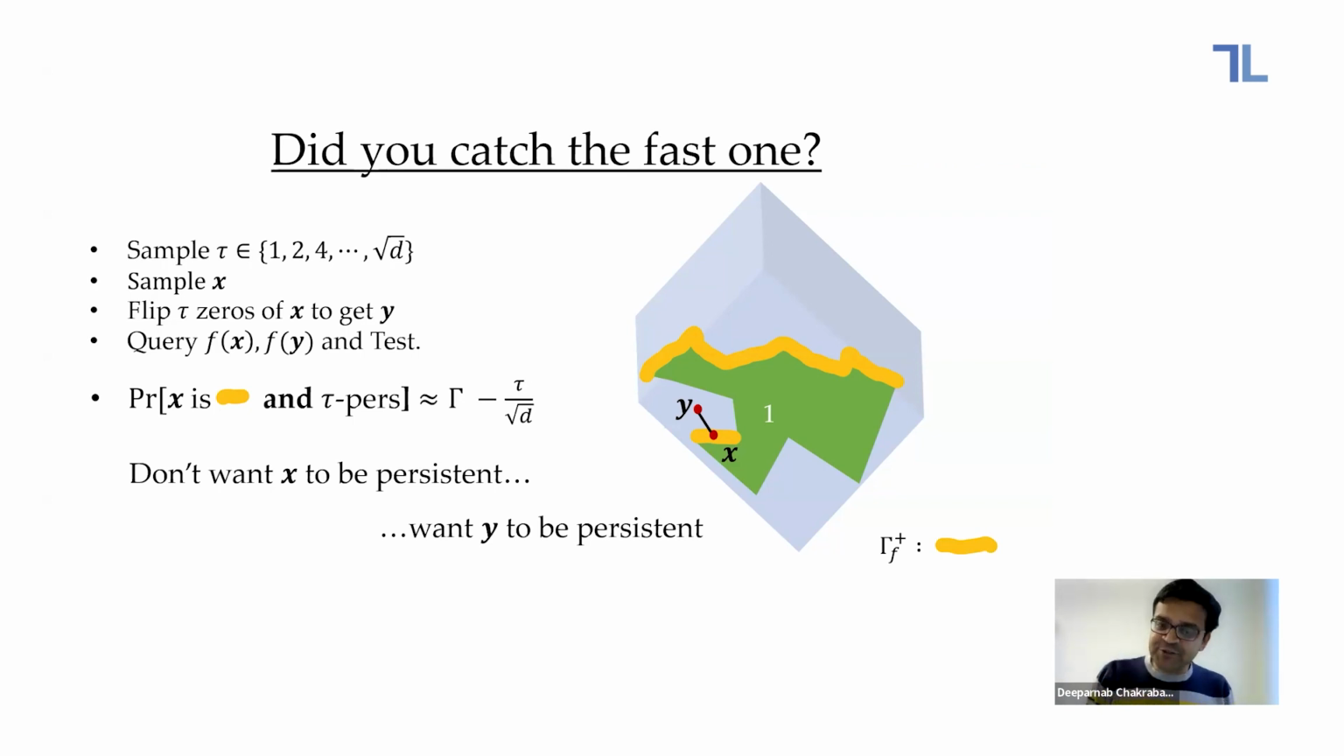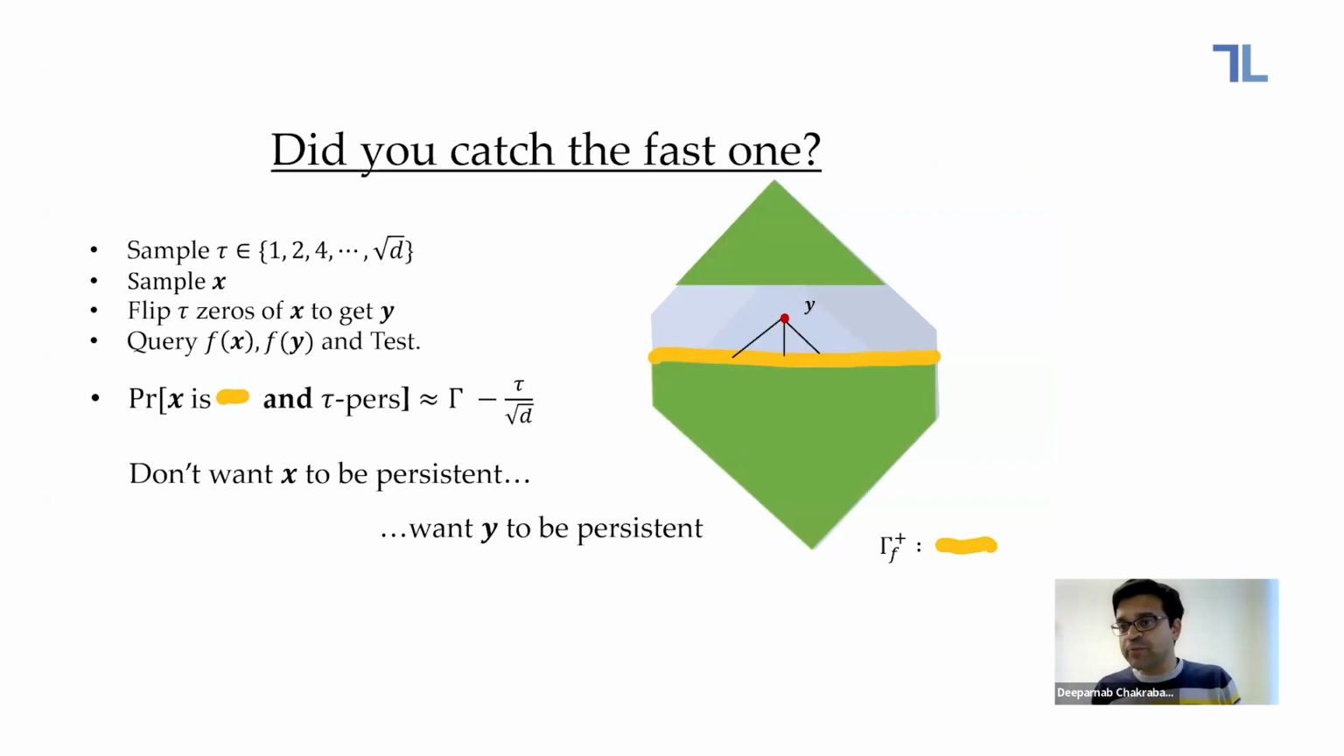So we don't want x to be tau persistent, but we want y to be tau persistent. Is this clear? Only then can I catch the violation. And in fact, I'll draw a picture. If the picture was like this, we will be in soup.